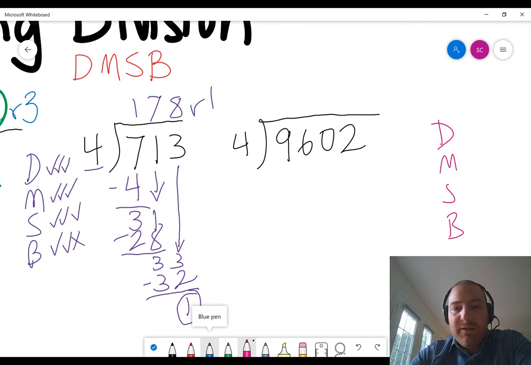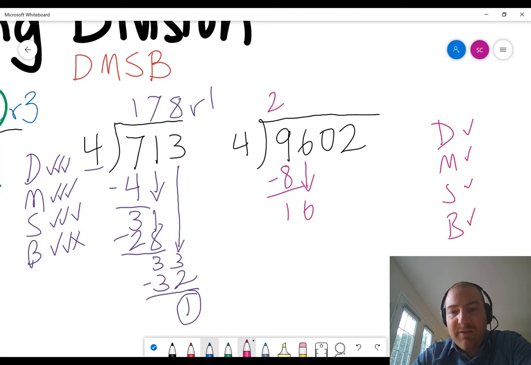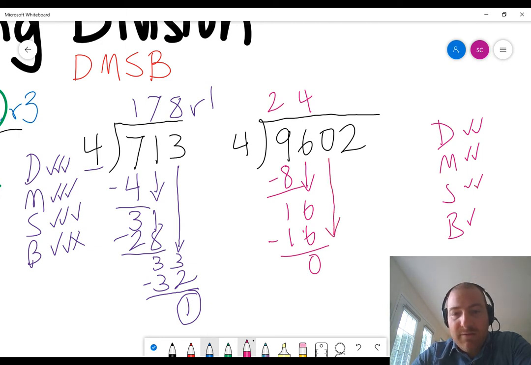So 4 is going to divide into 9 2 times. There's division. 2 times 4 is 8. Multiplication. 9 minus 8 is 1. Subtraction. And 6 brought down to become a 16 is my bring down step. Now I'm going to start the process over. So 4 is going to go into 16 4 times. Division. 4 times 4 is 16. Multiplication. Subtract 16 minus 16 is 0. That's okay. Subtract. And I'm going to bring down a 0.